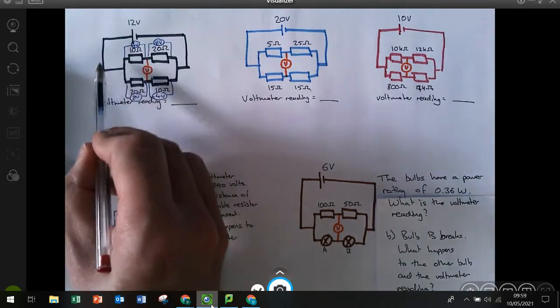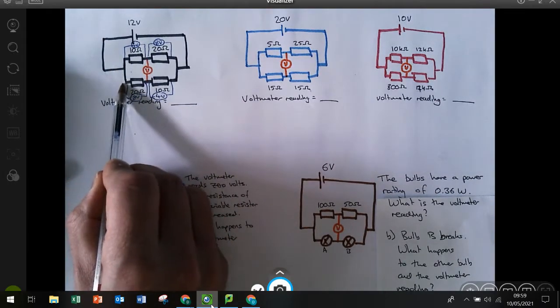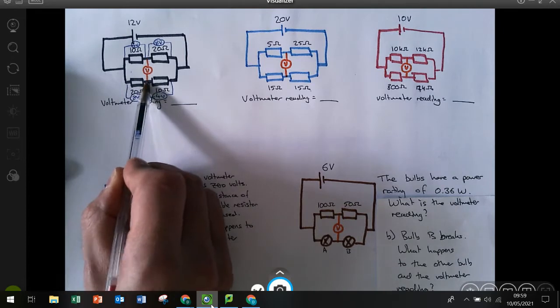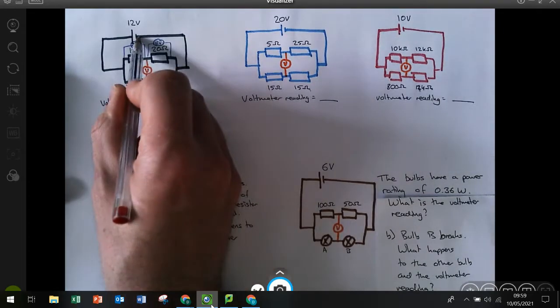If you go around the bottom circuit, you're going to have 12, 12, 12, 12, 12. You're going to have 12 here. You're going to lose 8, so you're going to have 4 here. Then you're going to have 4. Then you're going to lose 4. You're going to have 0 until you go back to the battery.